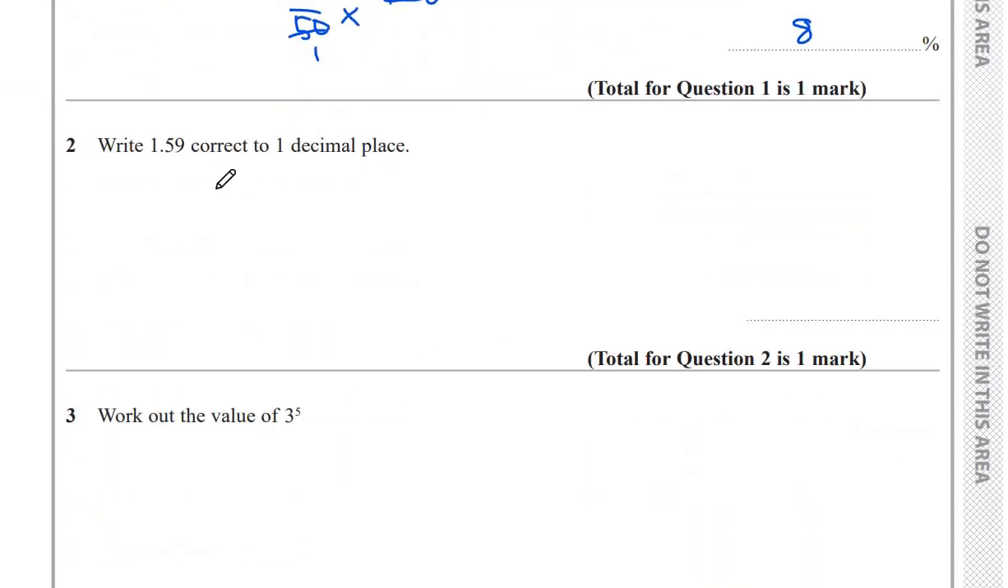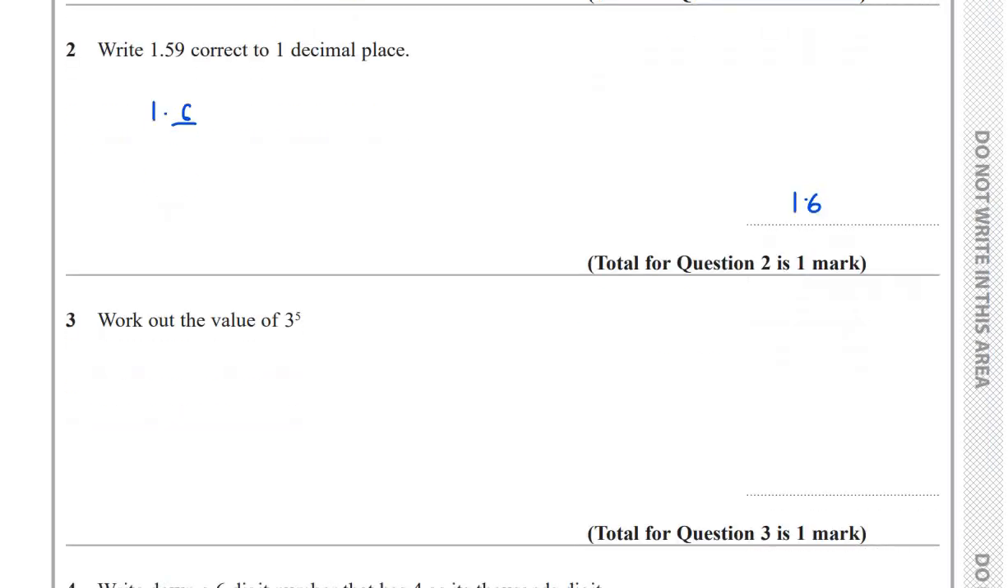Next, write 1.59 correct to 1 decimal place. That means you can have 1 digit after your decimal. And right now it's 5, but next to 5 is 9. So you need to add 1 and make that 1.6. So 1.6 is the answer.